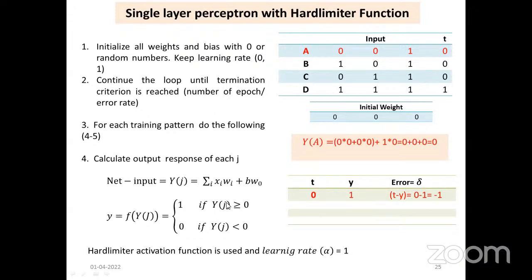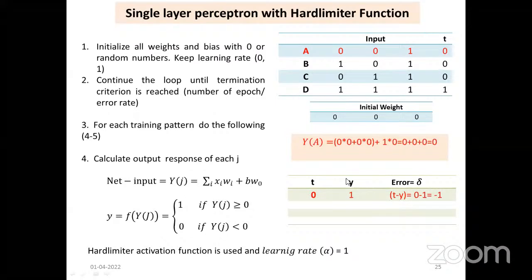Now the activation function produces the output response, because we have used the hard limit activation function. Here the value of Yj is 0. If it is 0, the condition greater than or equal to 0 is satisfied. Therefore, the output is 1. So you see here what I have written. The target is how much?